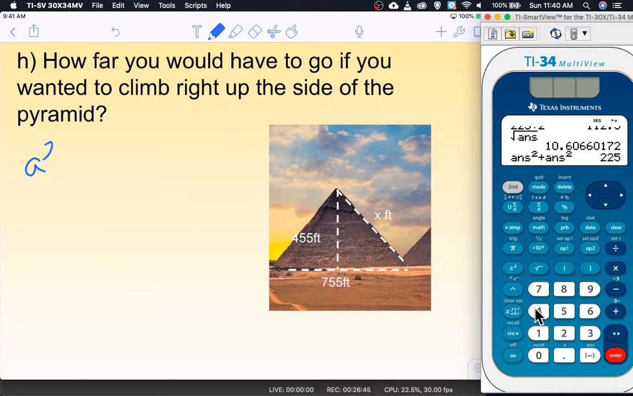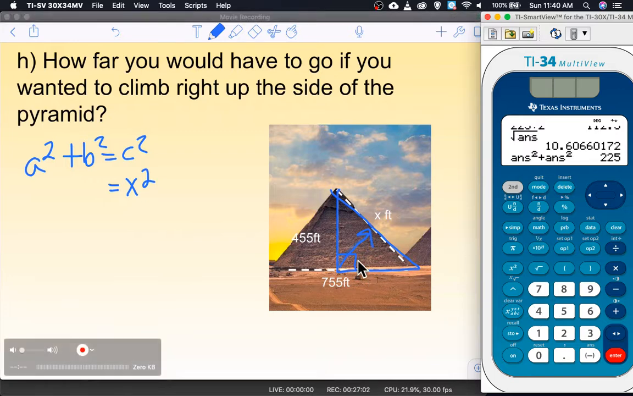Let's see. A squared plus b squared equals c squared. The hypotenuse, that's almost impossible to see, the hypotenuse is the x. I'm using this as my right triangle here. I know that the height is 455. And if you put 755 right here, you made a boo-boo. This piece from here to here is not 755. The whole base of the pyramid is 755. Do we want this whole thing? No, we only want from the midpoint to the end.